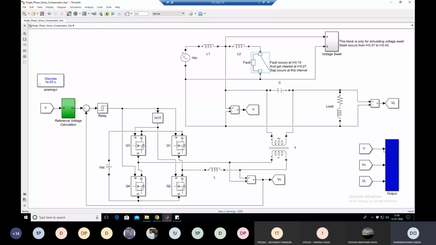This is the first parameter, or first input, in the scope. This is the voltage across the source. Clear? Now, at t equal to 0.15 second, when this breaker is closed, up to t equal to 0.27 second, at that time, what will happen?